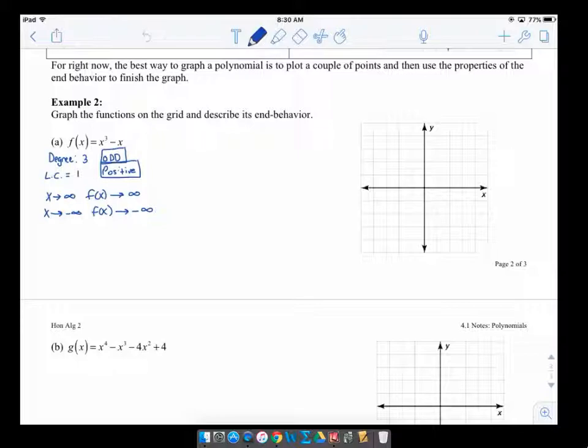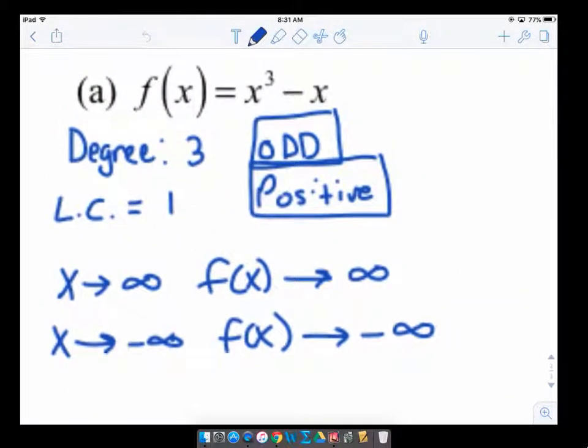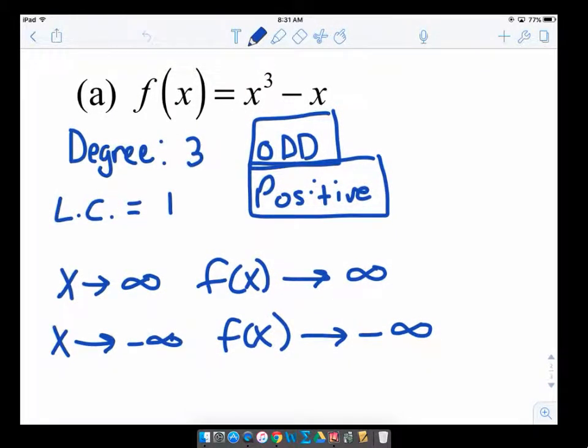All right, so we started talking about end behavior yesterday. End behavior is where the graph goes as x goes to infinity and negative infinity. We figured out that for the first one, it's a degree 3 with a leading coefficient of 1. That means it's an odd degree with a positive coefficient. So this is what our end behavior is going to look like.